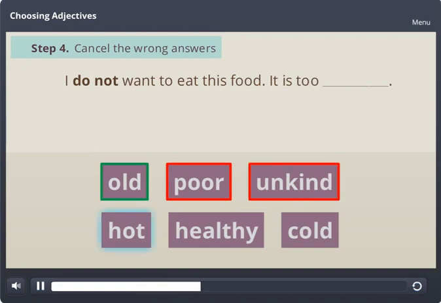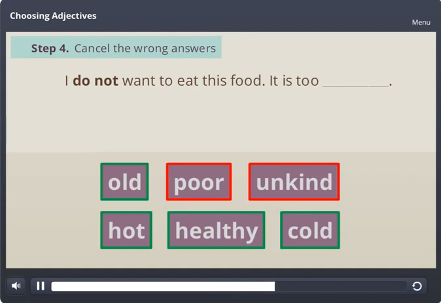Can food be hot? Yes. So maybe hot is the correct choice. Let's keep on looking at the remaining choices. Can food be healthy? Yes. Maybe healthy is the correct choice. Can food be cold? Yes. Maybe cold is the correct choice.